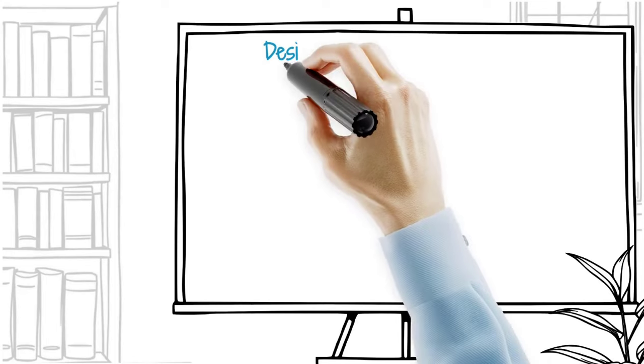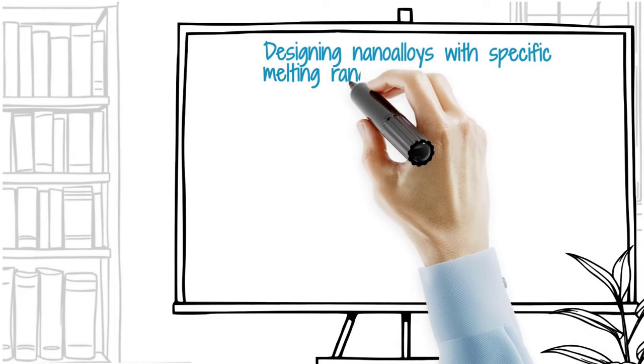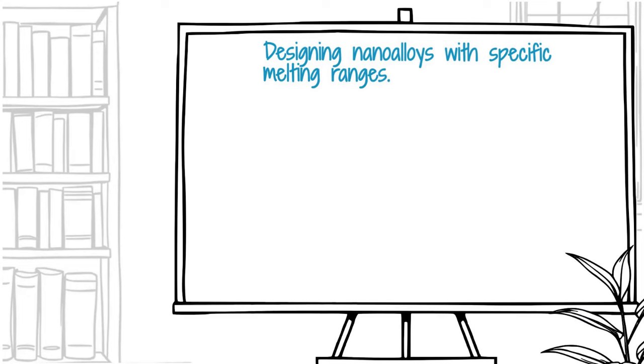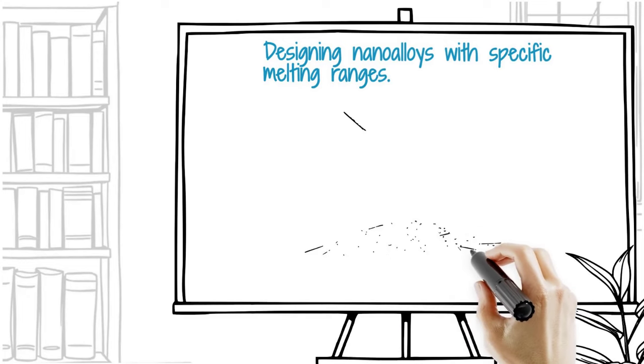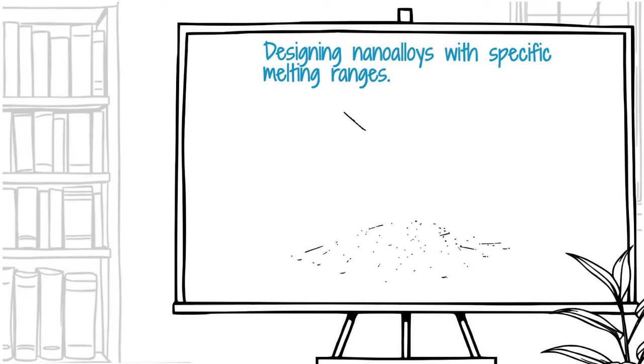Researchers now design nanoalloys with specific melting ranges by manipulating particle size distributions. It's like rewriting the recipe when ingredients get smaller, because heat cooks differently at that scale.